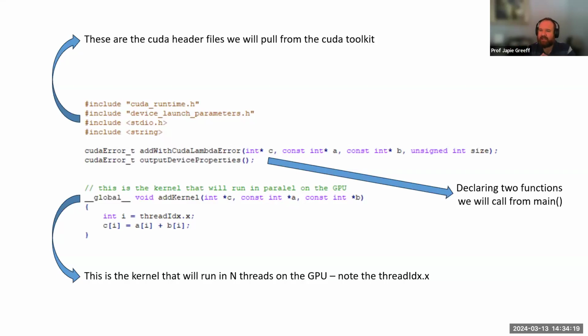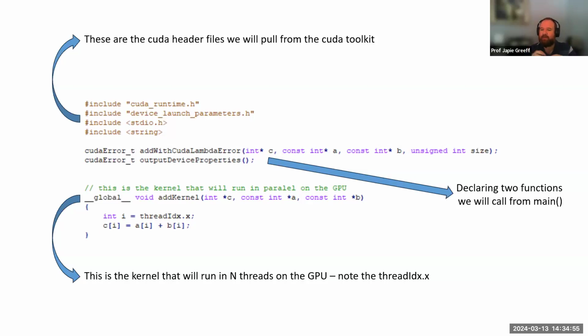And what this function does is it takes in three pointers to arrays A, B, and C. And then it's got a size, so however big we want those arrays to be. And then we've got the output device properties function, which is also going to be the one that we call, which just prints some of the device properties onto our console. And the next thing we are going to define is the actual kernel that we want to run in parallel in threads on the GPU. So we've called it add kernel.